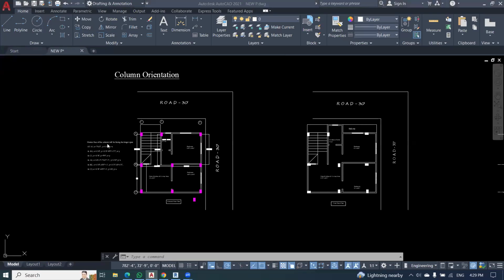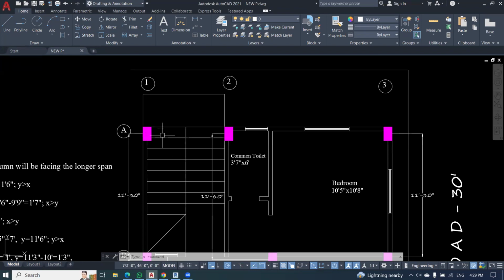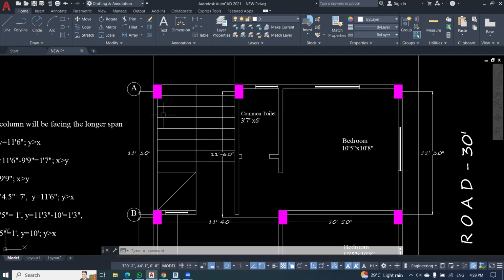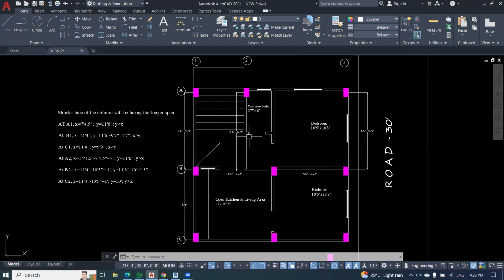So today we'll see column orientation. What is column orientation? Column orientation is nothing but, depending upon the size of the column and the distance between the columns, where the column is supposed to be rotated, where should be its shorter face and where should be its longer face. Okay, so how is that calculated?